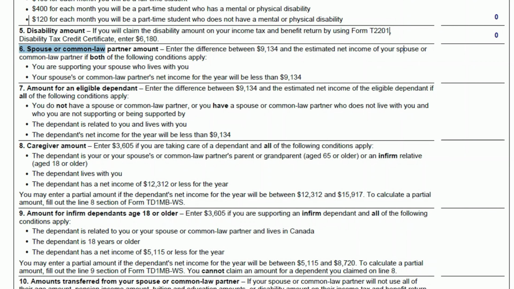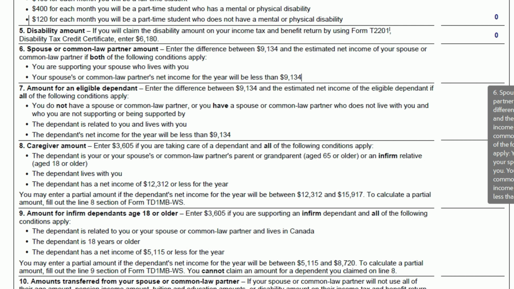Line 6, spouse or common law partner amount. Here, enter the difference between 9134 and the estimated net income of your spouse or common law partner if both of the following conditions apply. You are supporting your spouse who lives with you. Your spouse or common law partner's net income for the year will be less than 9134.